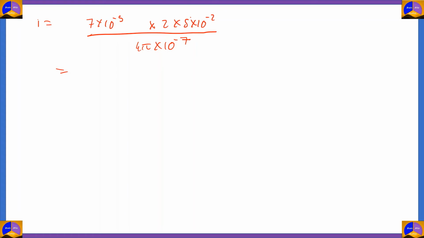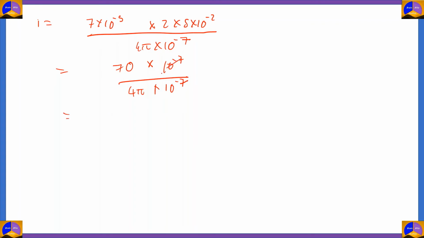So let's multiply them together. 7 times 2 is 14. 14 times 5 is 70 into 10 raised to minus 5 minus 2. So that is 10 raised to minus 7 divided by 4 pi into 10 raised to minus 7.